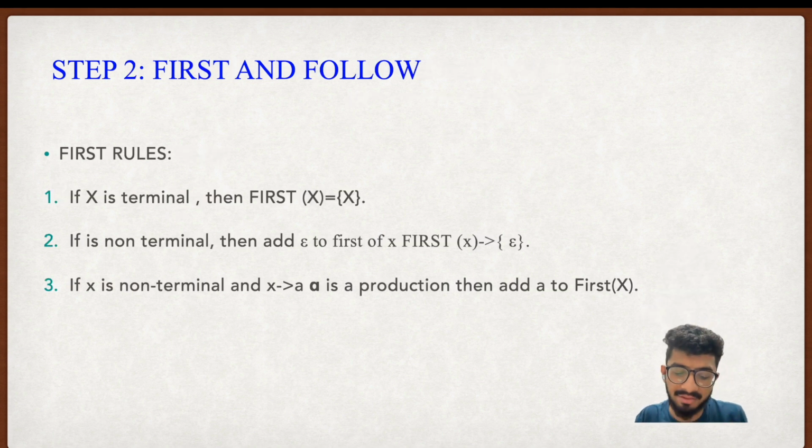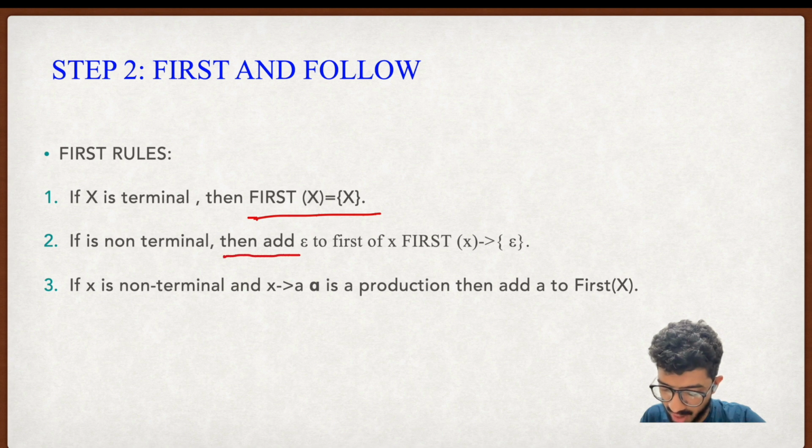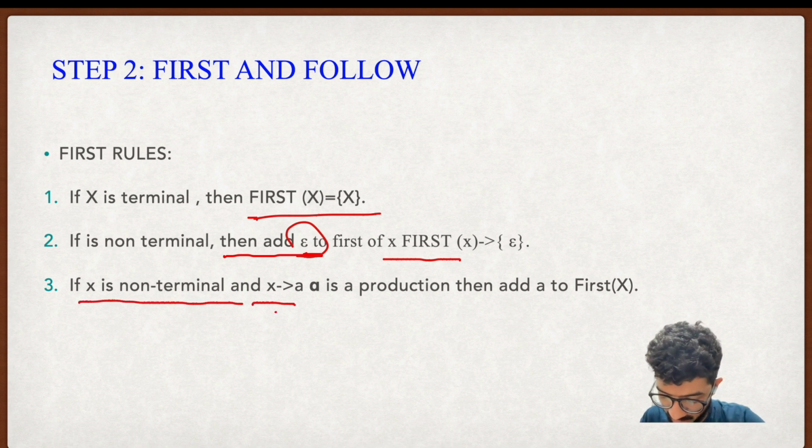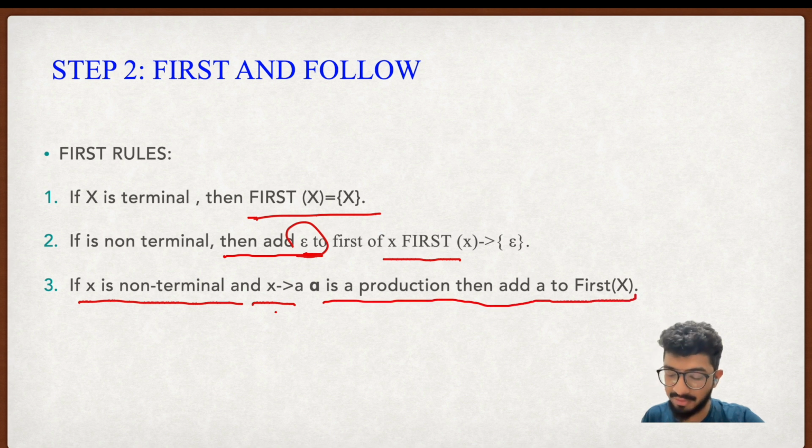And then we have the first and follow functions. For this, we will be looking at a few rules for the first function. In the first rule, if x is a terminal, then first of x is equal to x. If x tends to epsilon, then we add epsilon to first of x. If x is a non-terminal and x tends to A is a production, then add A to first of x. So this is how the first rules work.